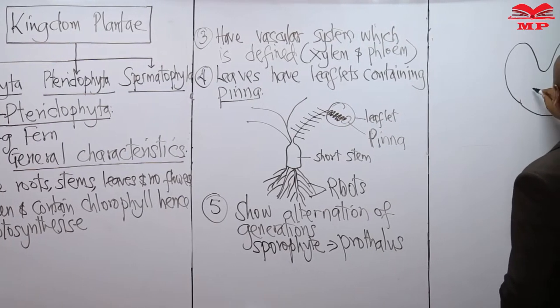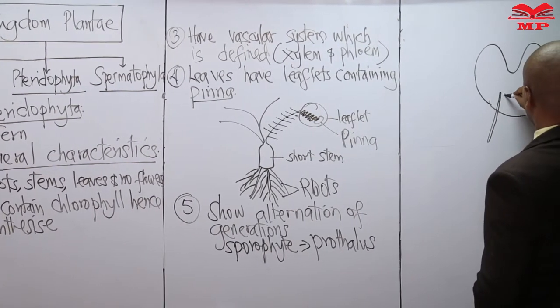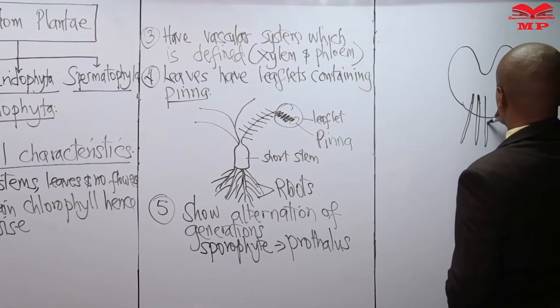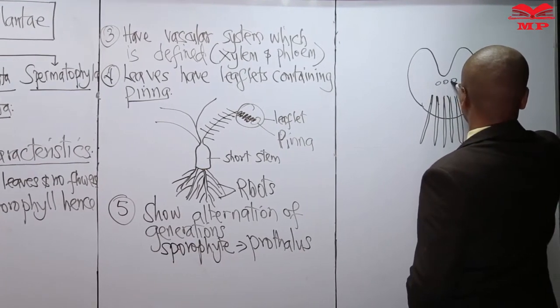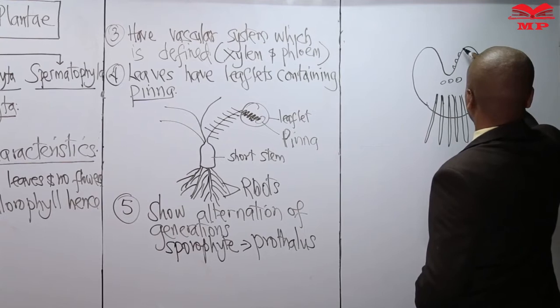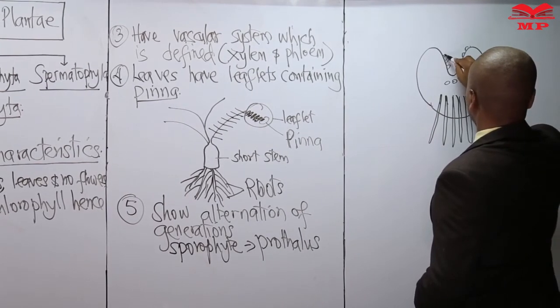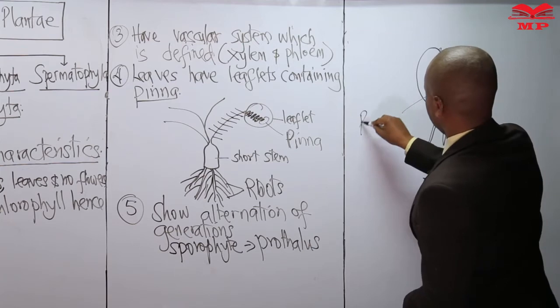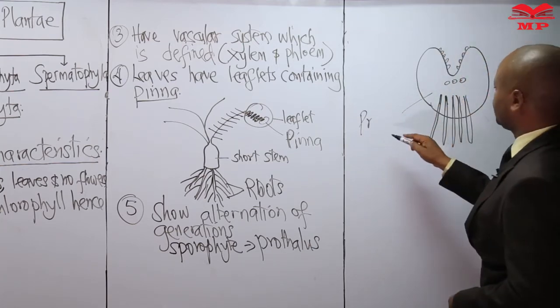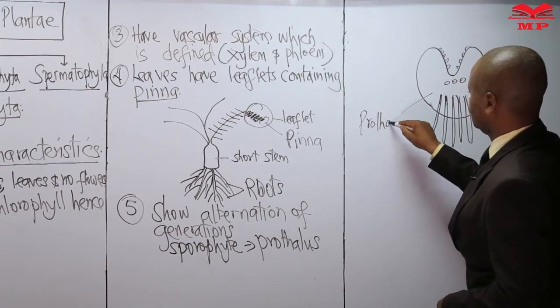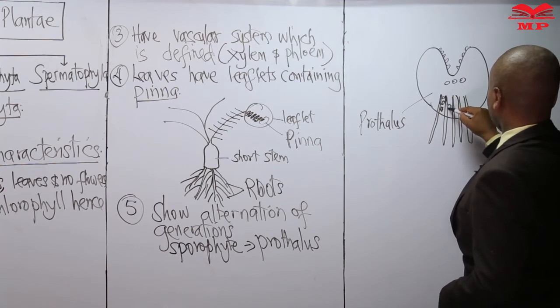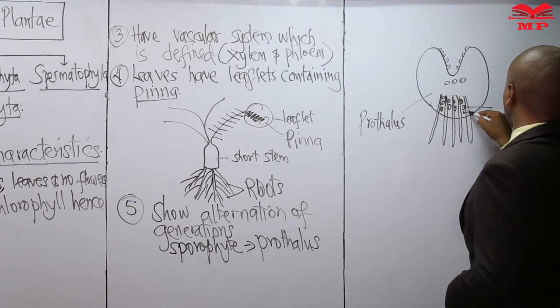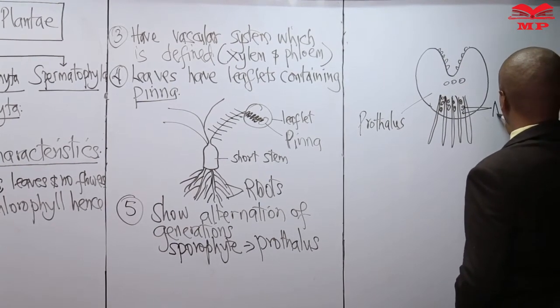The prothallus looks just like that, with the roots like that, and it has notches. So this is the prothallus. You can see it is not organized into special tissues. Then inside here, we have the antheridia, which provides the male nucleus for fertilization. So this is the antheridia.